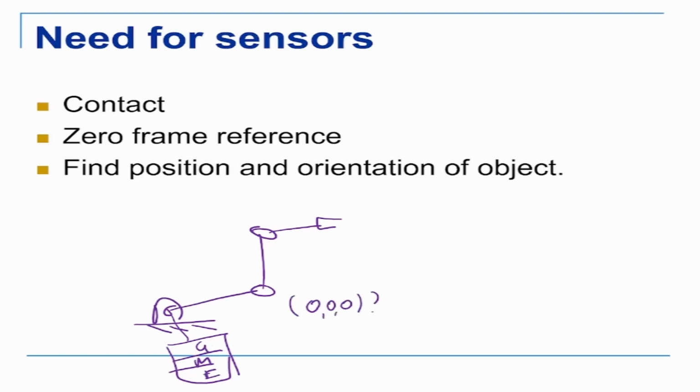Because all the kinematics is done with reference to the base frame or the world frame, and that is taken as 000. So, base frame or world frame. So how do you know where that is? The robot wouldn't know that.